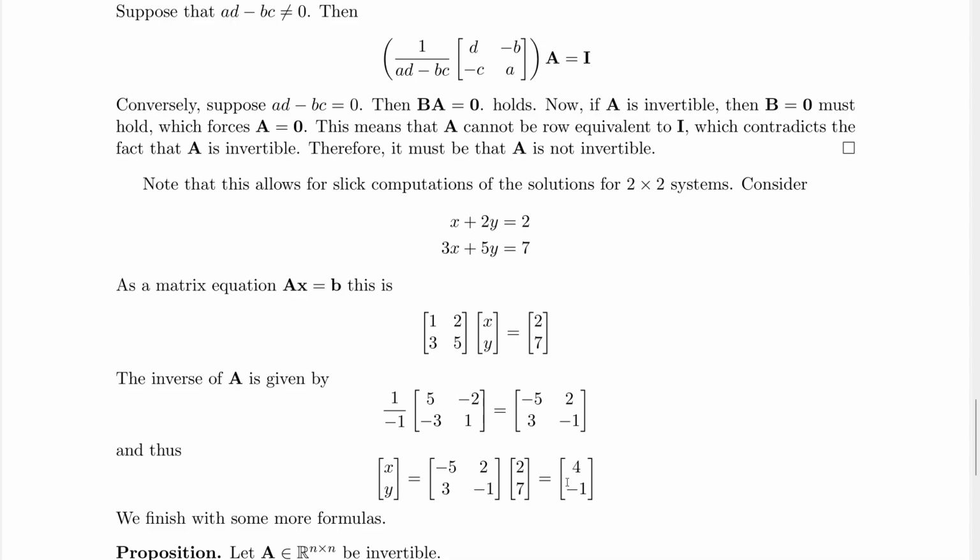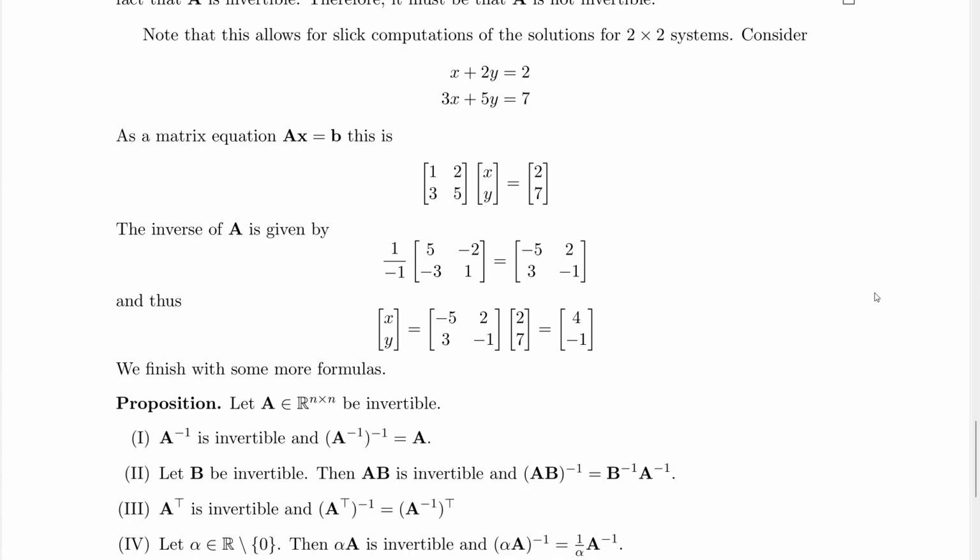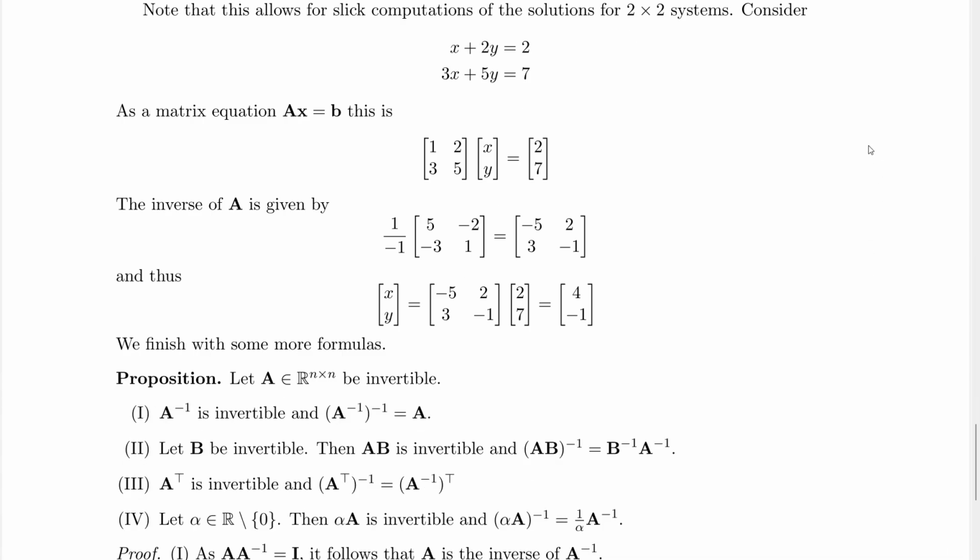Alright, for 2x2s, you can do a pretty slick computation for it. Alright, and let's wrap up our discussion of matrix inverses by proving a couple of formulas for matrix inversion. Okay, so if you have an invertible matrix, then its inverse is also invertible, and the inverse of the inverse is the original. And again, that shouldn't be too shocking.